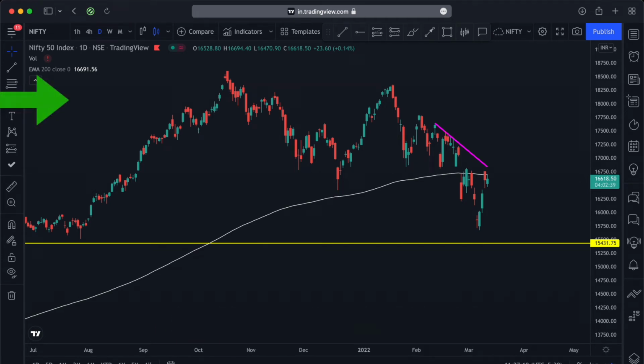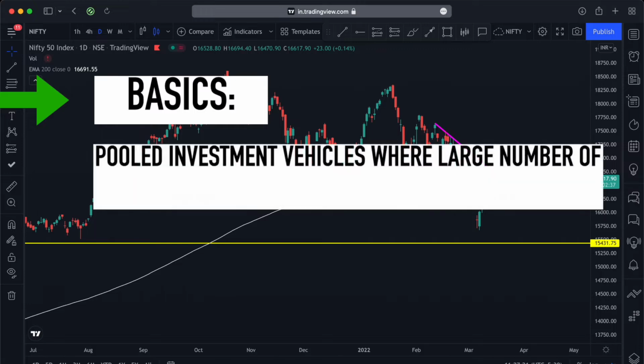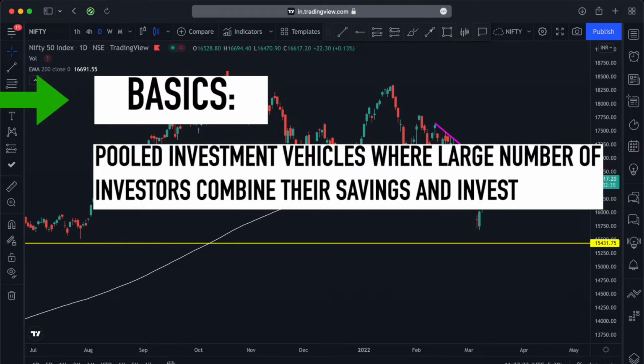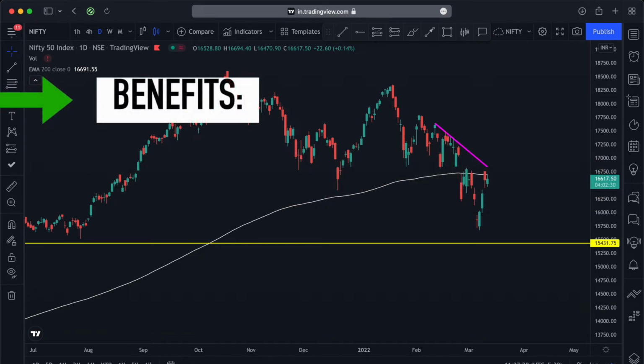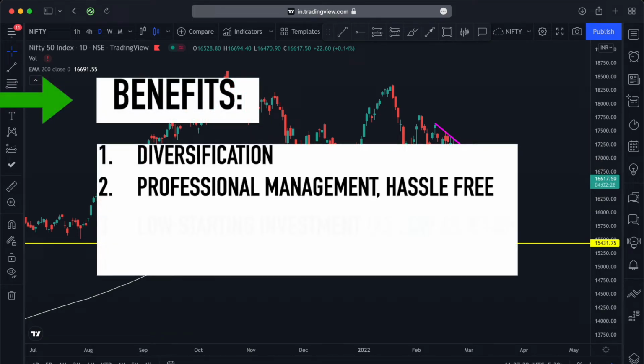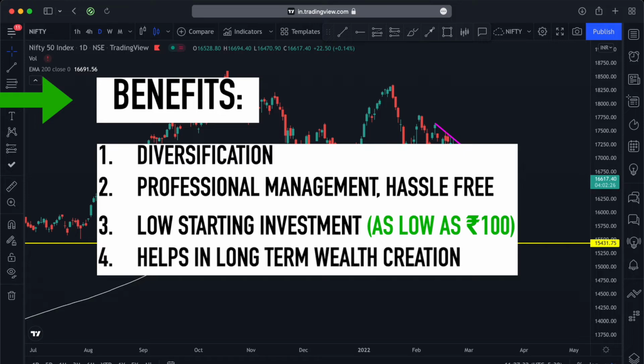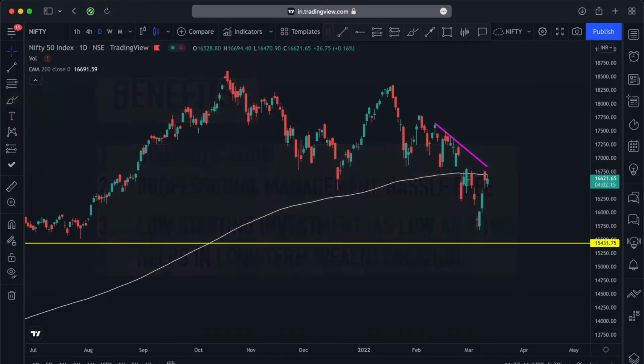So, mutual funds are basically pooled investment funds where a large group of investors come together, pool their savings, and invest in good companies. The benefits of mutual funds are as follows. First is diversification. You get to invest in a lot of different companies. Second is professional management. These guys are working around the clock to provide you with the best returns. You don't have any headache regarding stock selection, when to buy, when to sell, etc. These guys are working for you. Third, you can start with as low as rupees 100. Fourth and the obvious one, it helps in long-term wealth creation.